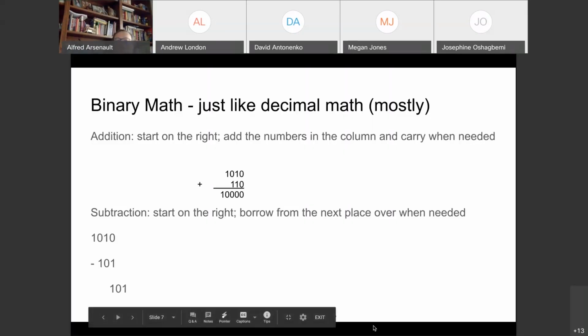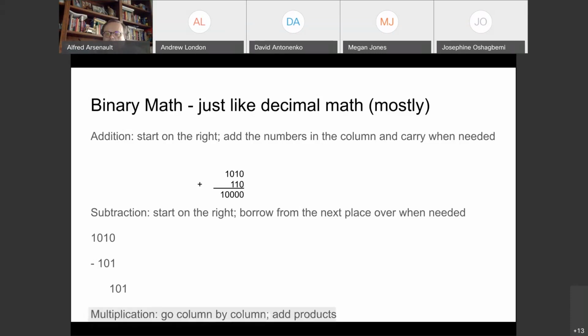And this one, if we want to add 1010 plus 110, you start at the right. 0 plus 0, just like in decimal, is 0. 1 plus 1 is 10. So just like with decimal, we write down a 0, we carry the 1.